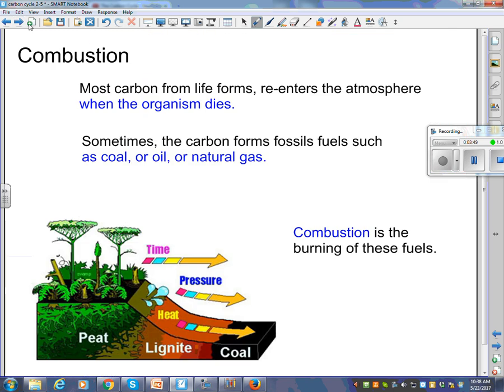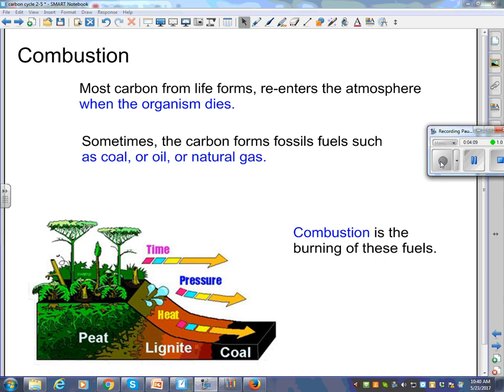All right, so here's what we're talking about here: combustion. I think we did this, right? I think this is where I ended. Most carbon from life forms re-enters the atmosphere when the organism dies. Sometimes the carbon forms fossil fuels such as coal, oil, or natural gas. Combustion is the burning of these fuels. So if you didn't get those down, you should do that now.